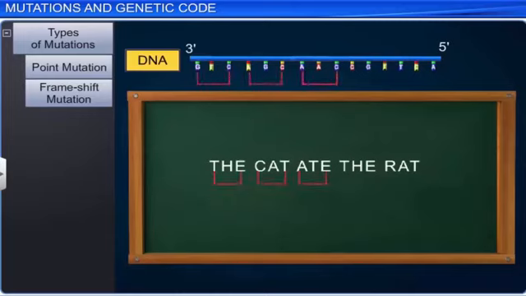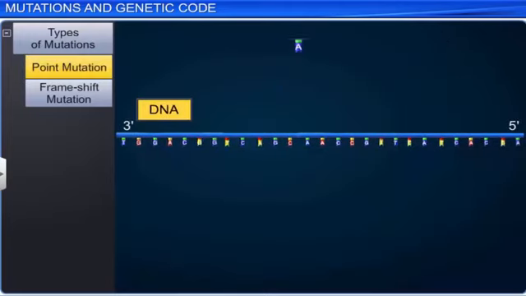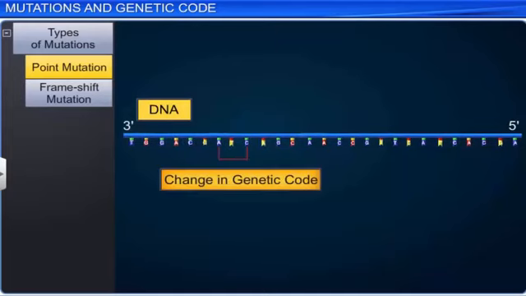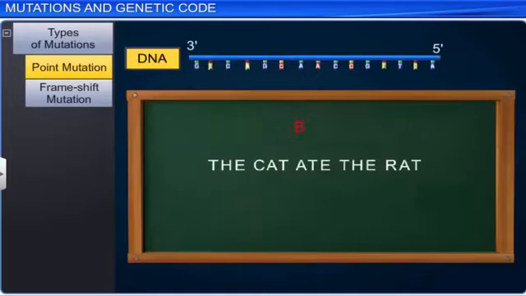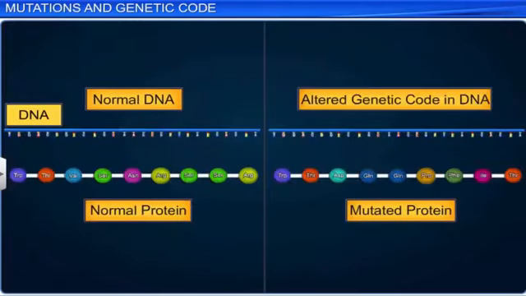In point mutation, only one base is substituted by another base, which results in a change in the genetic code. In our statement, if we replace C with B, the altered statement will read, "The bat ate the rat." Such a change in the genetic code can lead to undesirable consequences.